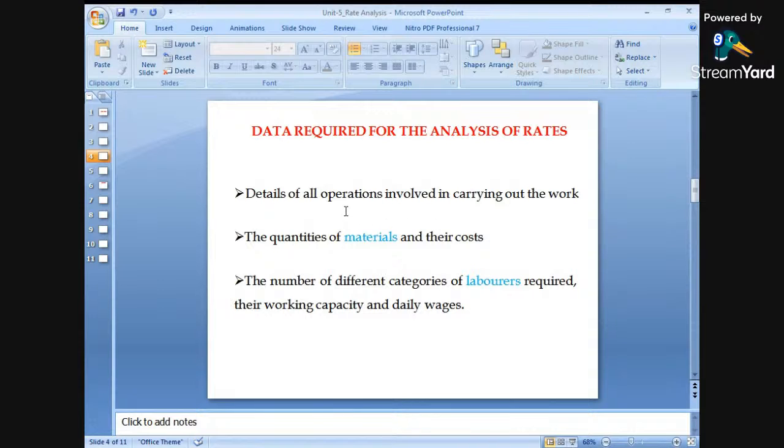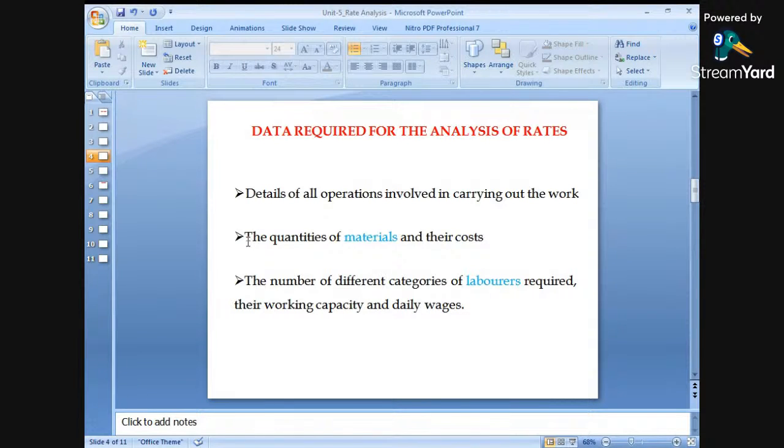The best example is suppose we are preparing concrete for PCC or RCC work. Starting from dry mix up to the finishes, what are the different operations carried out? First we have to identify those operations, and then we have to find out the cost required for carrying out these operations.